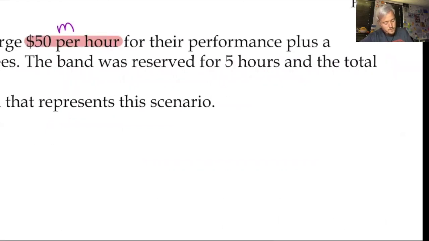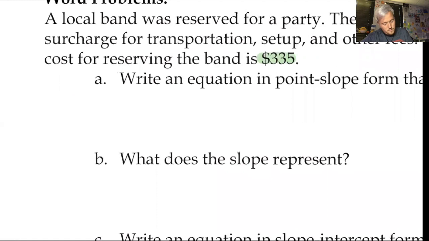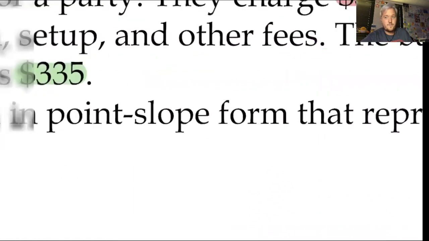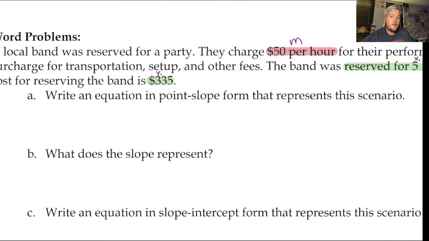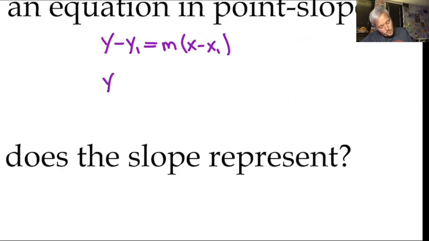Now, if you look here, they are reserved for 5 hours, and the total is $335. So they reserved for 5 hours, that's your x1, and then the 335, that's your y1. So we can write our equation in point slope form. We have y minus y1 equals m times x minus x1. So y minus the total cost, 335, equals our slope, which was 50, times x minus 5.